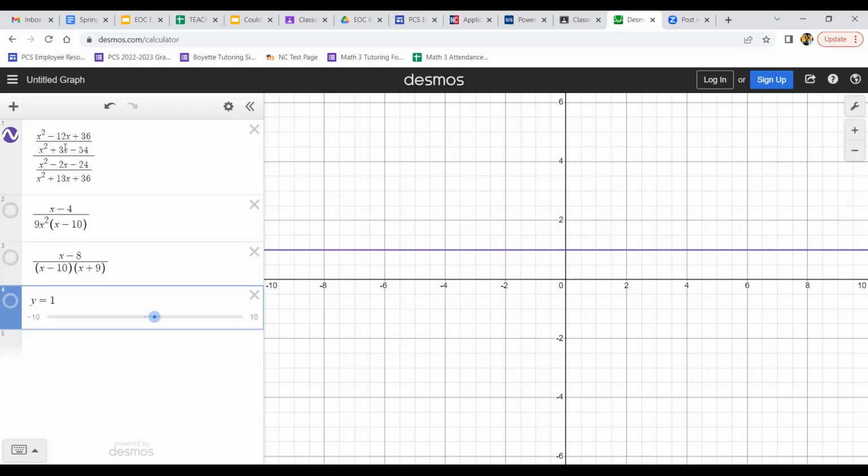Let's see. So we know how to do 68 and 69. Those are solving equations. Can somebody remind me how we solve equations? What do we do to solve equations on Desmos? Exactly, yeah. So the left side of the equation goes for one line, the right side of the equation goes for another line, and we see where they cross. Okay.